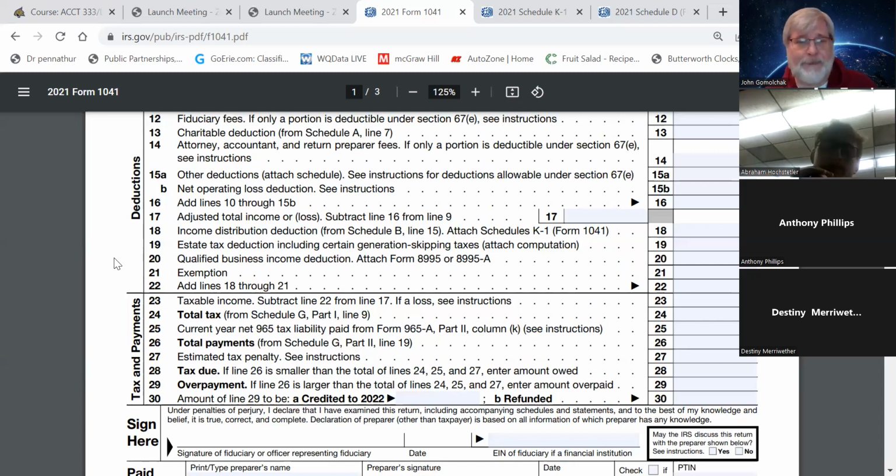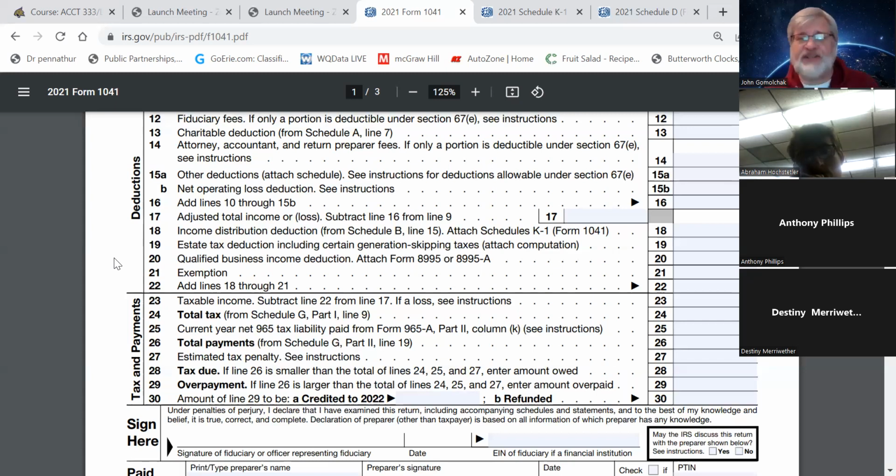Line 20, qualified business income deduction. Remember in the tax revision, you get a deduction for certain types of businesses. That can happen here. If we're running a business, we could end up with a deduction here. I'm not going to make that part of anything we do, because 99% of the trusts and estates we're dealing with are not businesses, but passive types of income.